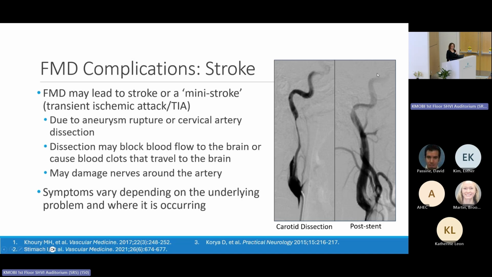And you can see on this left-hand image here, this middle portion does not look like the rest of the vessel. So this is a more normal appearing vessel, and here is where we think a dissection may be occurring. And in this case, a patient required a stent or an intervention to open that up. And that's a more normal appearance of a blood vessel after a stent was placed.